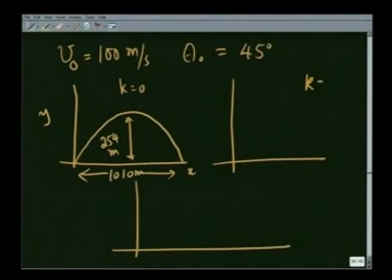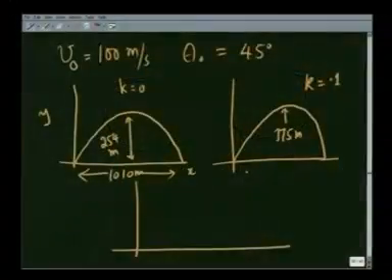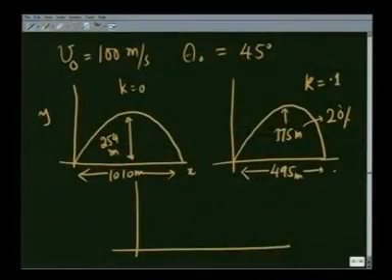Now I take k to be 0.1. The trajectory changes slightly. It comes down, but not as a parabola, but something like this. Its height now reduces to 175 meters and the range comes out to be 495 meters. Notice that the reduction in height is about 20%, whereas the range has gone down by about 50%.